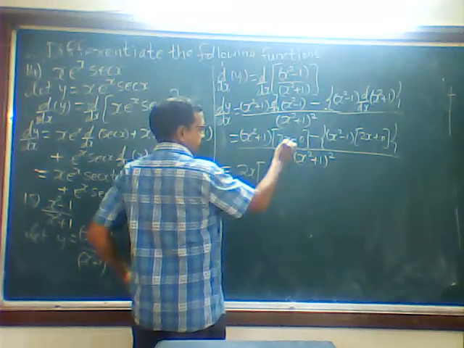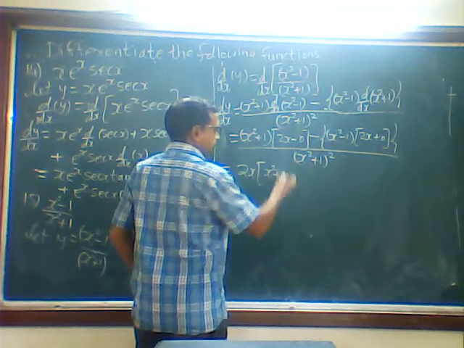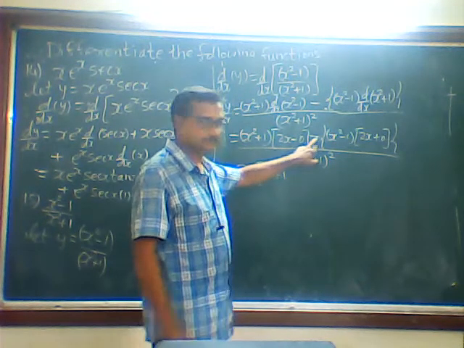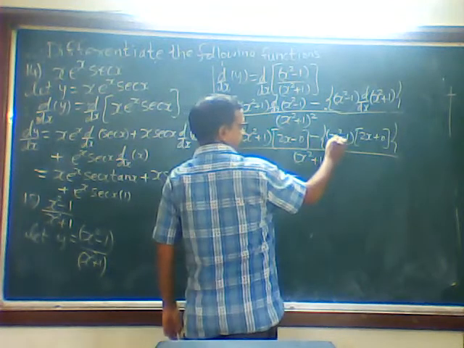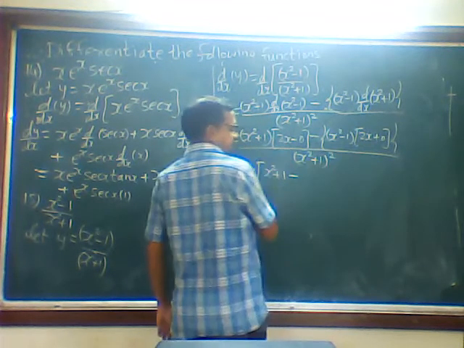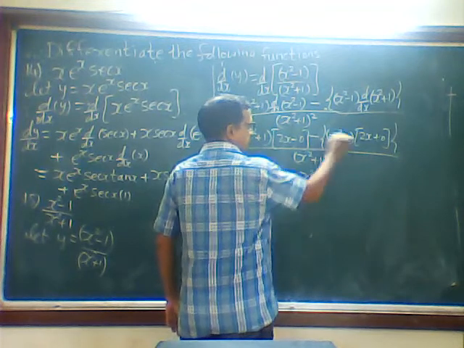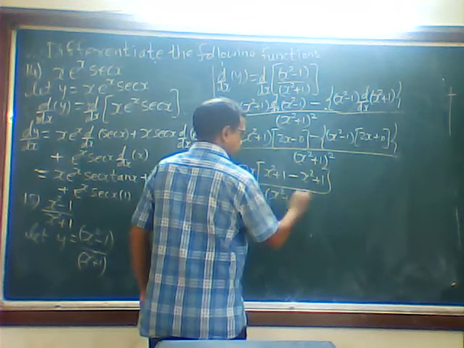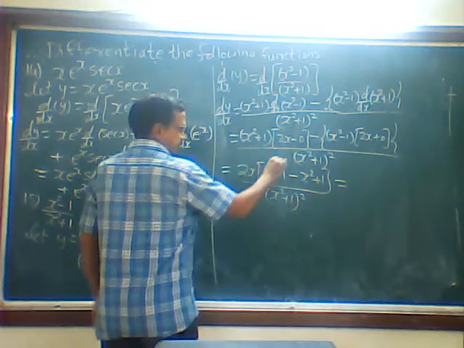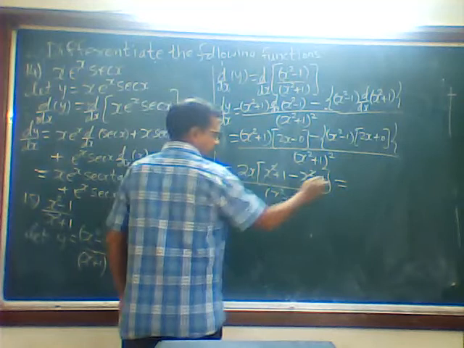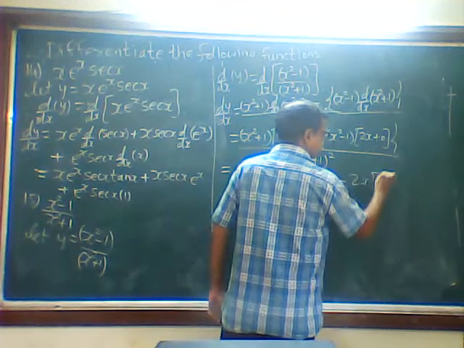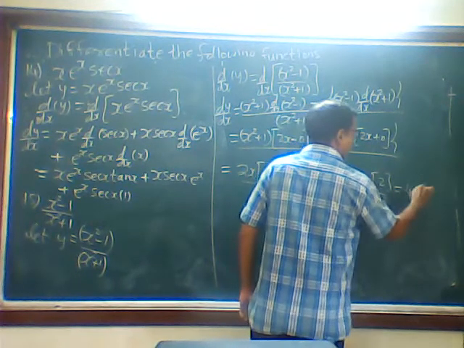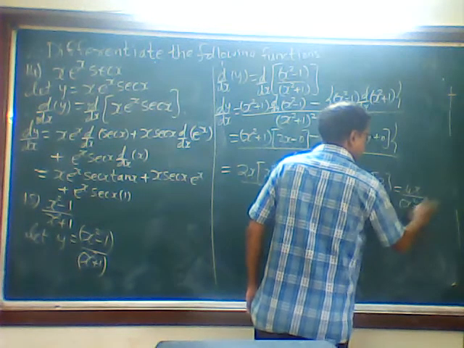In one big square bracket, what is x square plus 1? 2x into this is this much, no? Now minus. I open this round bracket. This 2x is outside here. Minus x square, minus into minus, plus 1. Whole thing divided by. So what happens here? Here plus x square minus x square goes, 1 plus 1 is 2. So 2 into 2 is 4x. That is done.